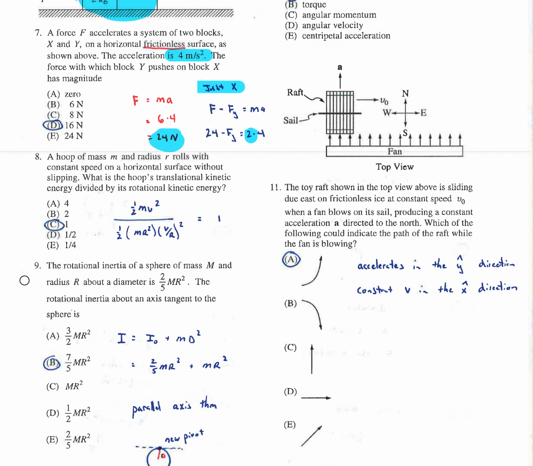All right, a hoop is rolling, and we want to look at translational kinetic energy. Remember, that's old school, 1/2 mv squared, versus rotational kinetic energy, which is 1/2 I omega squared. We know that omega is v over R, and so if you plug in for a hoop, it ends up that the 1/2 mv squared versus the 1/2 I omega squared is actually identical. And so the ratio is 1.